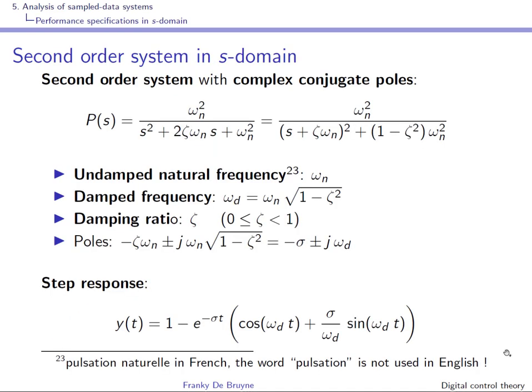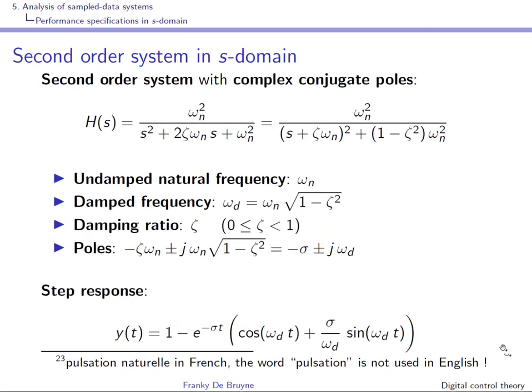This subsection on performance specifications in the S domain is also treated in the course State Space Control Methods, where it's tackled with more details. In this slide, we review the second order system with complex conjugate poles. It has a transfer function that is given over here, and this transfer function should look familiar because it's a review of what you've seen in the course of my colleague David Rouchard in his course of fundamental control theory.